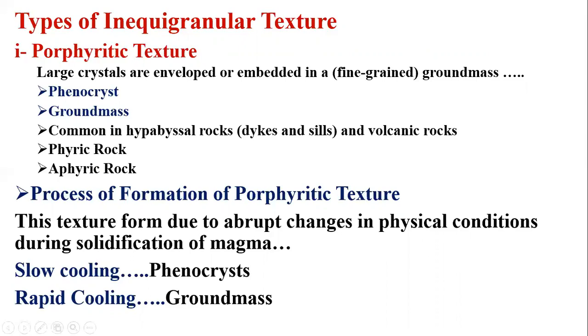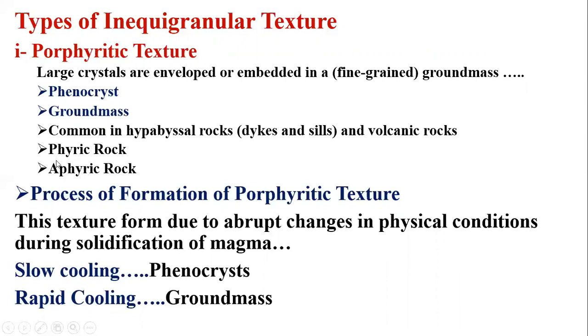Porphyritic texture is common in hypabyssal rocks such as dikes and sills. Hypabyssal rocks commonly occur in the form of dikes and sills, and porphyritic texture also occurs in volcanic rocks. The rock that is characterized by the porphyritic texture is termed phyric rock, while a rock that lacks porphyritic texture is termed aphyric rock.